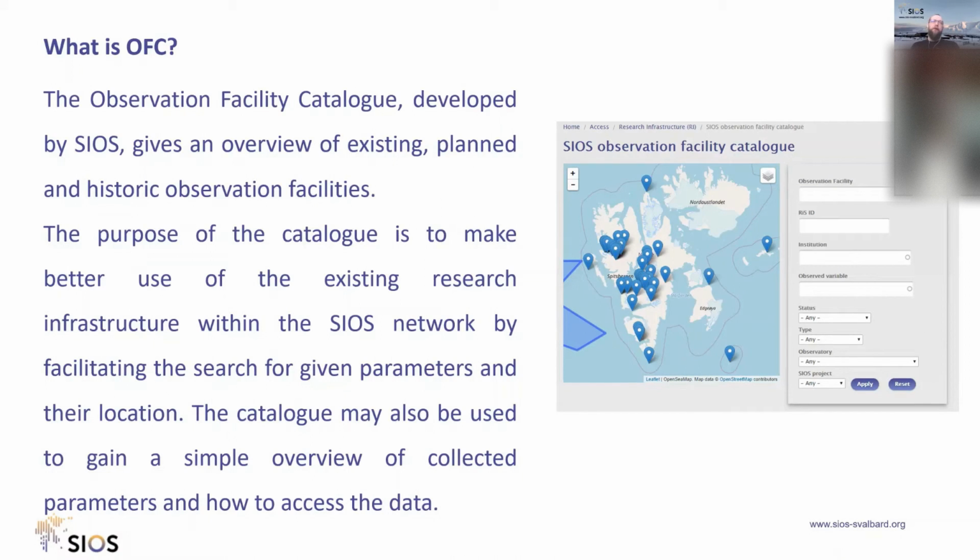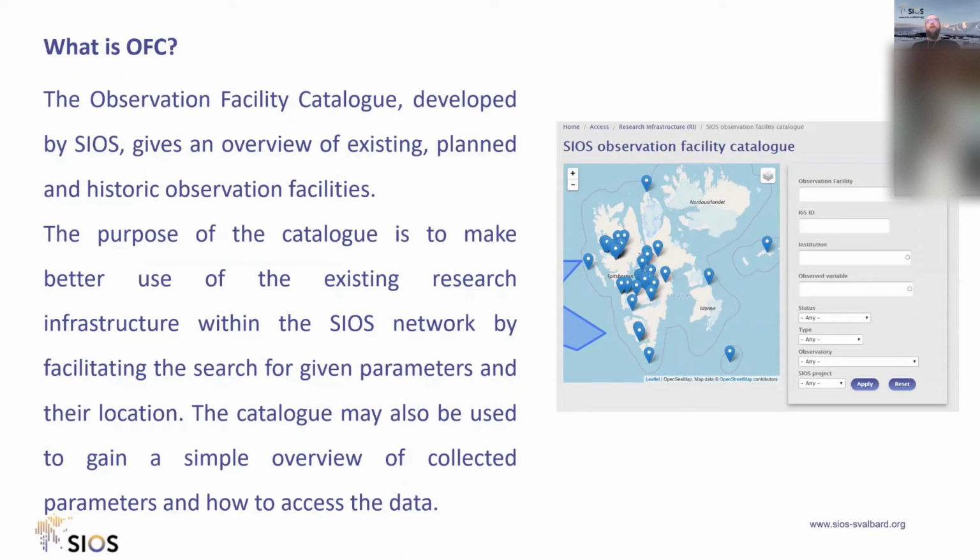The purpose of the catalog is to make better use of the existing research infrastructure by facilitating the search for given parameters and their location. In this way, duplication can be avoided and new measurements can be collocated with existing ones. The catalog may also be used to gain a simple overview of the collected parameters and how to access the data. The search interface allows users to search by GCMD keywords, status, or type of the observatory, but we will be able to see this later.